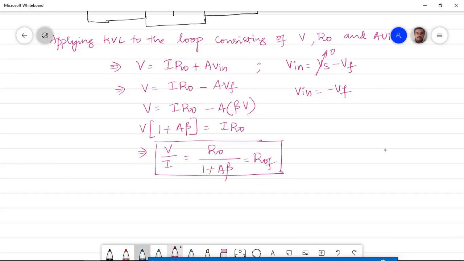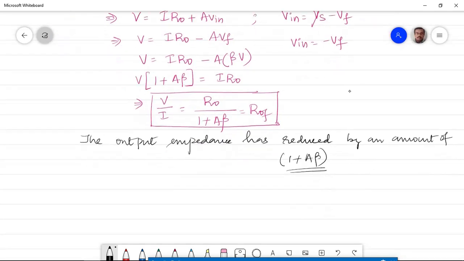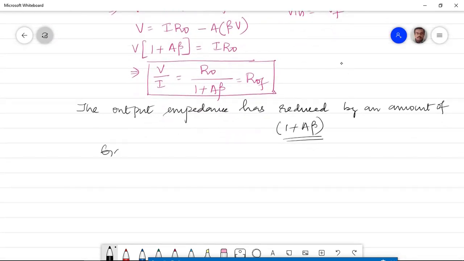And what is the conclusion you draw from this? The conclusion is that the output impedance is reduced by an amount of 1 plus A beta. So the summary is, we can also write ZOF as Z0 divided by 1 plus A beta here.